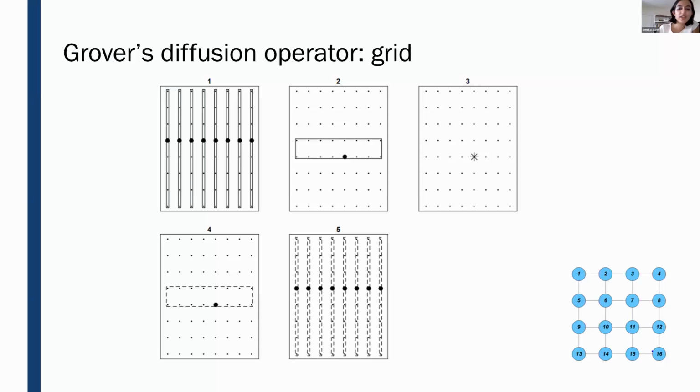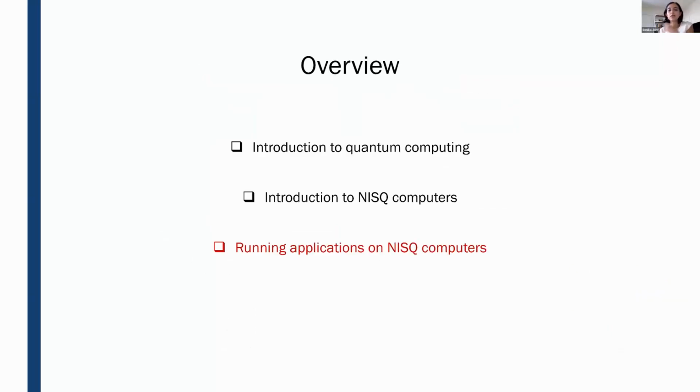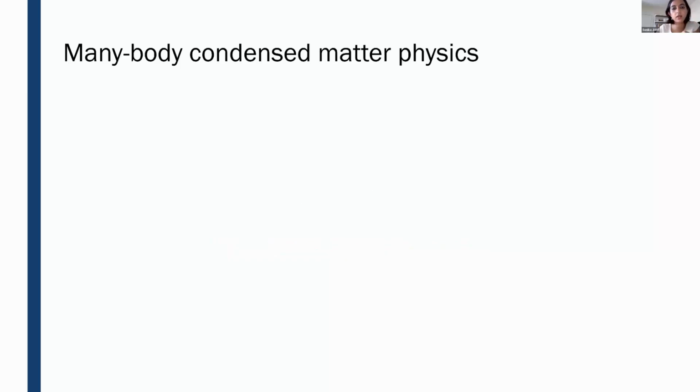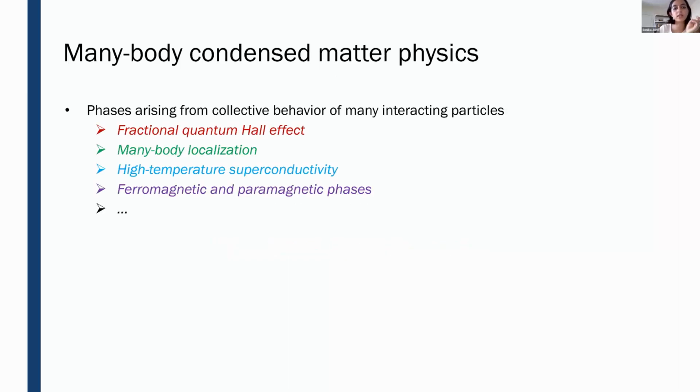So now let's talk about a few different applications on NISQ computers, and here I'll give some examples of making your circuits or your algorithm error resilient as well. The particular application area I'll focus on is many-body condensed matter physics, and in general, what does many-body condensed matter physics concern itself with?